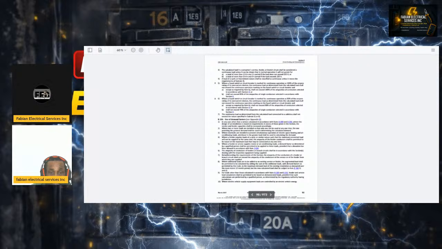The continuous load as determined from the calculated load connected to a cable bus shall not exceed the value specified in Sub-Rule 5 or 6. So again, this is section 8-104 of the code book.